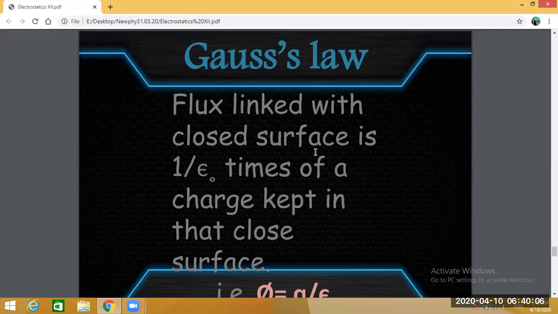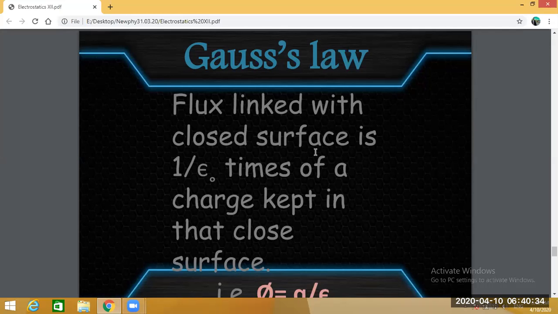So far, electric flux has already been discussed. Now we are going to deal with another fundamental law of physics, which relates electric charge and electric flux together. So now try to understand, we have to know about Gauss law. What do you mean by Gauss law?